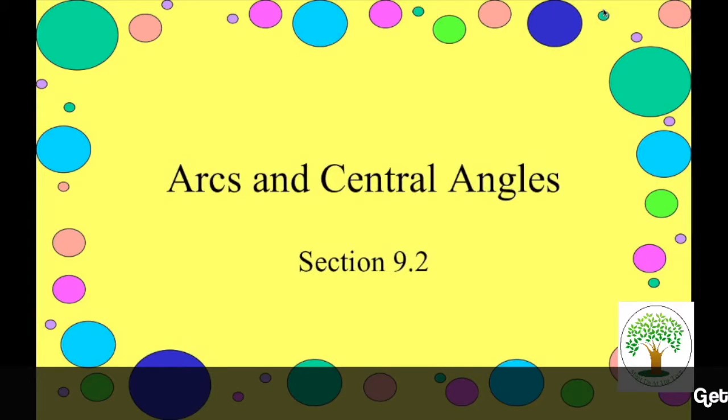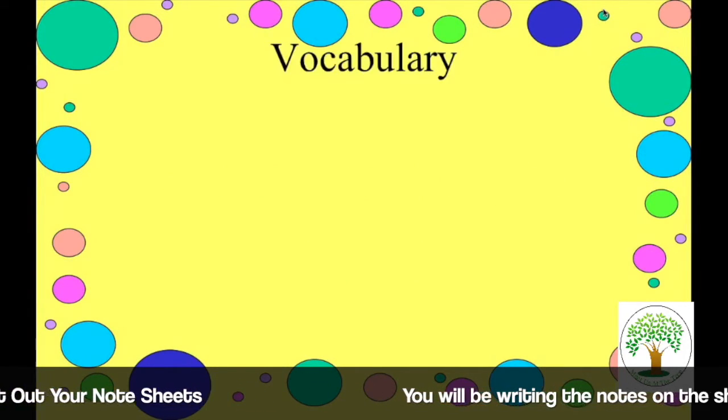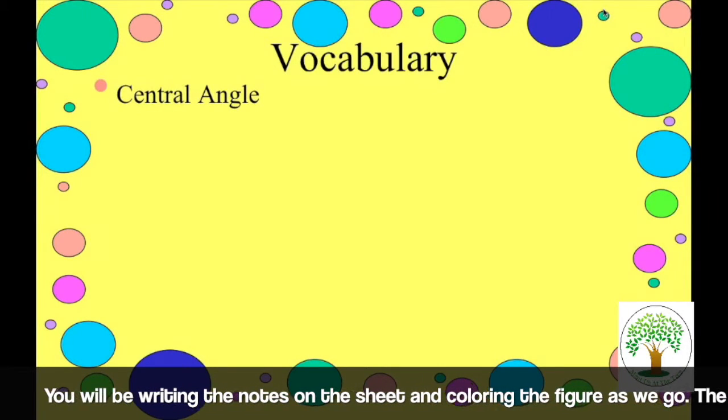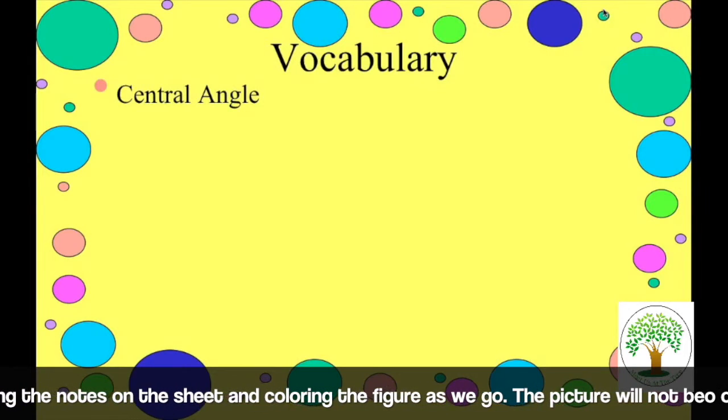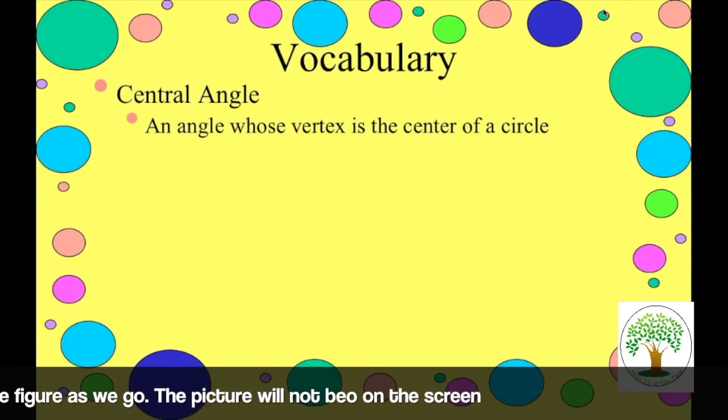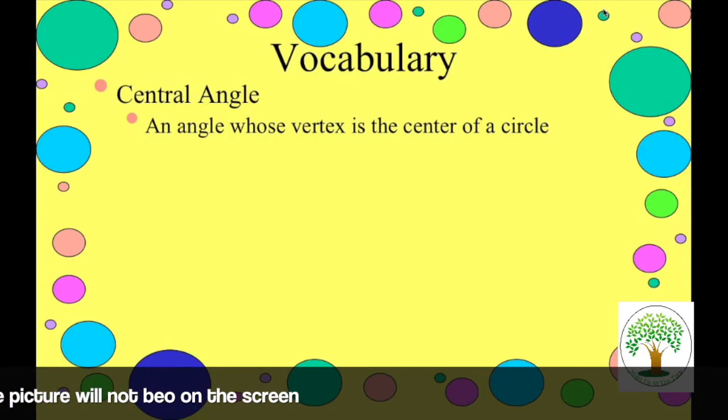Now we're going to talk about arcs and what we call central angles, and how to name these arcs and the different kinds of arcs. You learned what an arc was, and now you're going to learn how to name it. So here's the vocabulary. You have this on your paper. We have a central angle. A central angle is an angle whose vertex is the center of the circle.